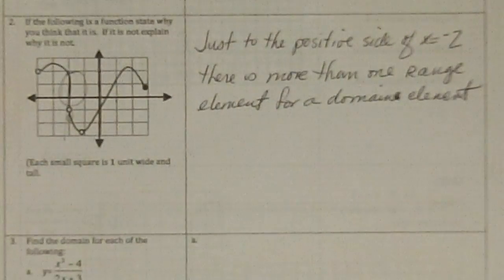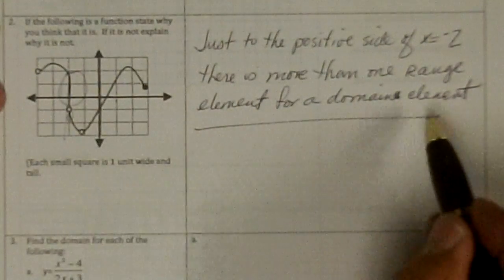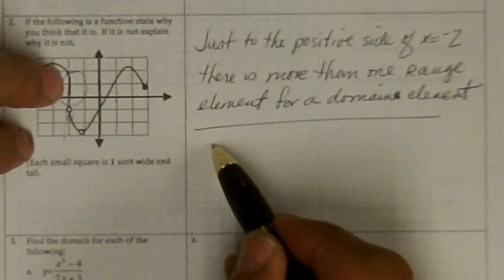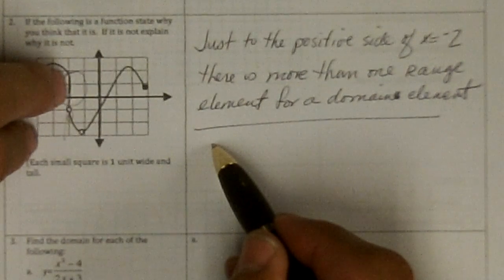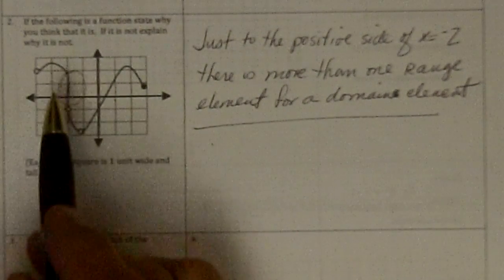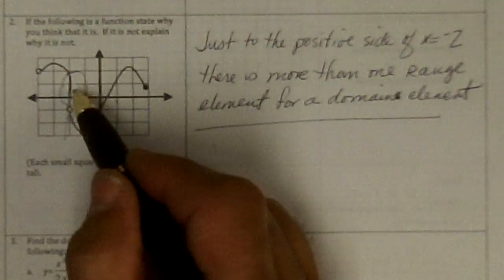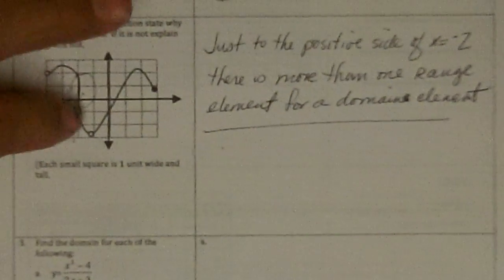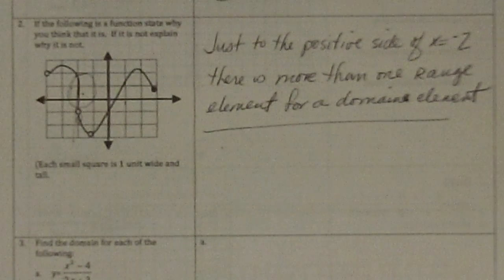So there's several places that it does not pass the vertical line test near x equal -2. You could also point an arrow, does not pass the vertical line test here, and point an arrow there.